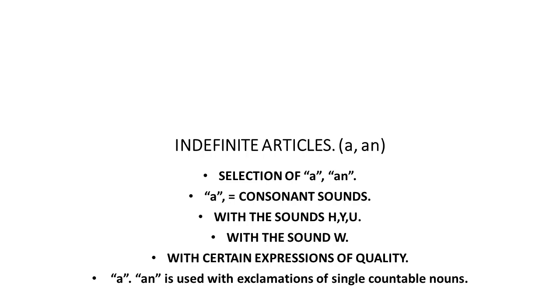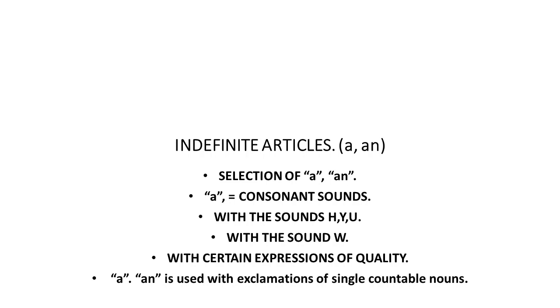Next, the article a is used with certain expressions of quantity. For example, a great deal of, a great many, a dozen of, a lot of. Indefinite articles, a and an, are used in exclamations with singular countable nouns. For example, what a pretty girl, what an interesting novel.